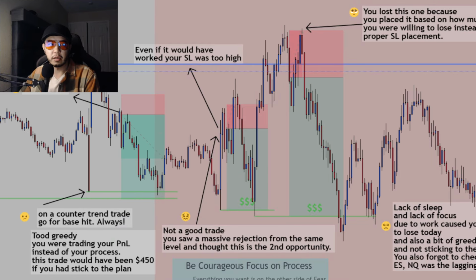So I'm like, hey, this was a counter trend trade. This is my rule: go for base hit always. Just a reminder, this is a counter trend trade, go for base hit always. And I write the reasoning behind it. Too greedy, you were trading your P&L instead of your process. This trade would have been $450 if you had stuck to the plan. And that was truly my plan.